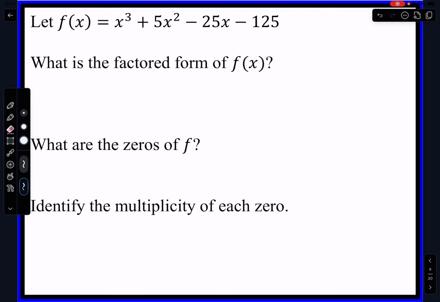In this example, we have the polynomial function. I'm going to show you how to factor this polynomial, identify the zeros and the respective multiplicity. Now, in order to factor this requires a technique called grouping.